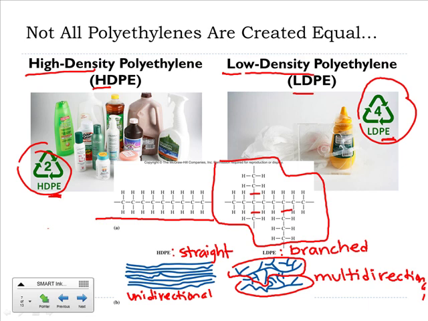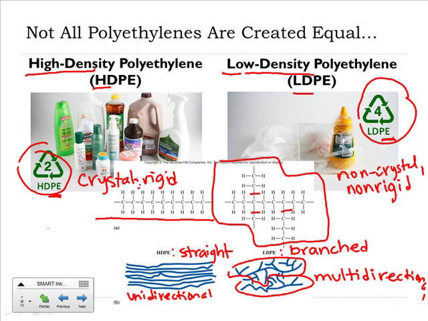And that actually changes the applications it gets used for. HDPE has kind of a crystalline structure to it. It's rigid. LDPE is non-crystalline, and it's non-rigid. LDPE is what gets used in your plastic sacks at the grocery store, or your squeezy mustard bottles, or even some CD cases that crack very easily. On the other hand, high-density polyethylene is what we make milk jugs out of, or rigid bottles, right? If you want a bottle that can withstand getting dropped and will probably be okay, if you want a bottle that's very rigid, you're going with HDPE, not LDPE.